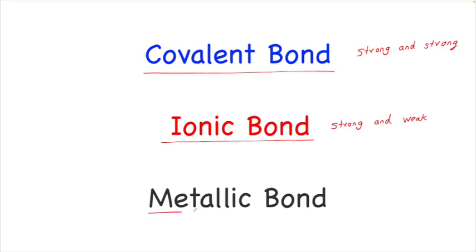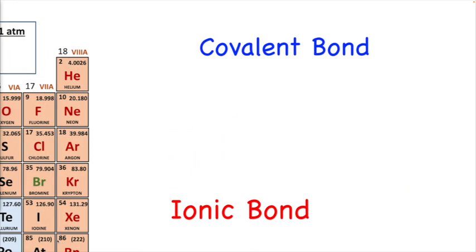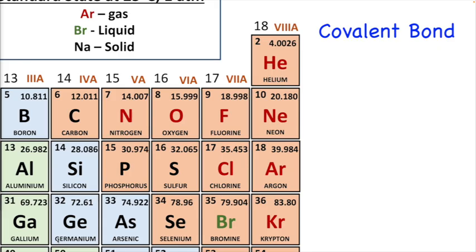The third one is the metallic bond. When two weakly electronegative atoms come together, both tend to give away electrons. These electrons move freely around the atoms like a sea of electrons, which holds all the positively charged metal atoms together. Now let's go deep into the first type, the covalent bond.